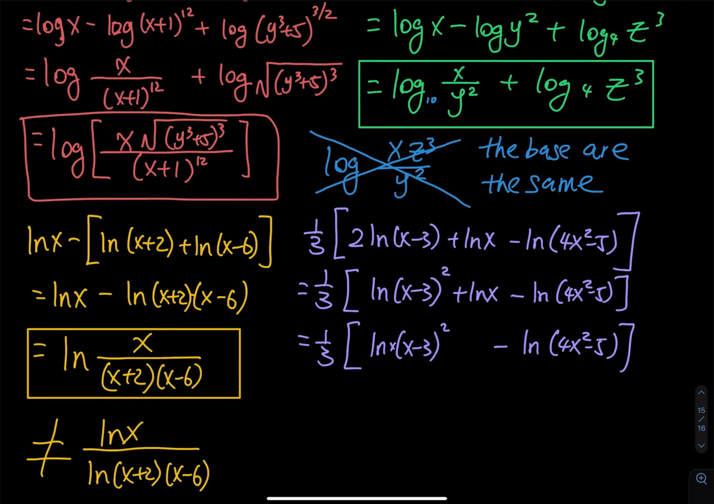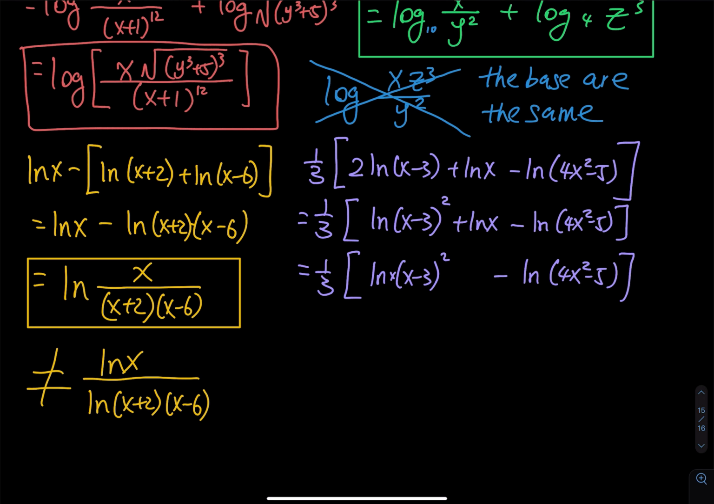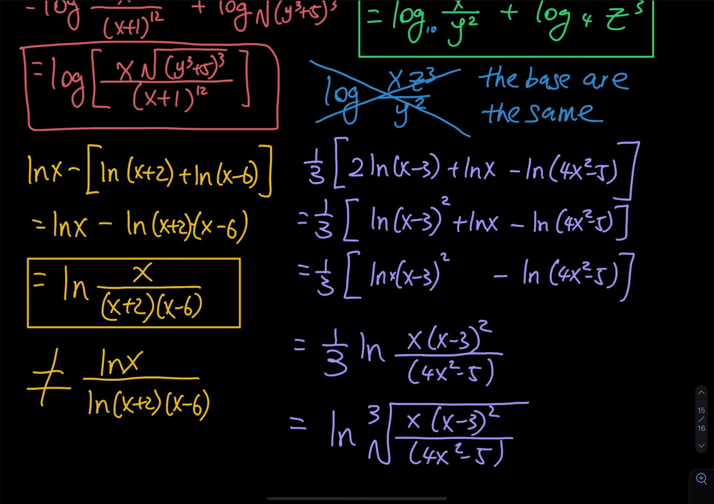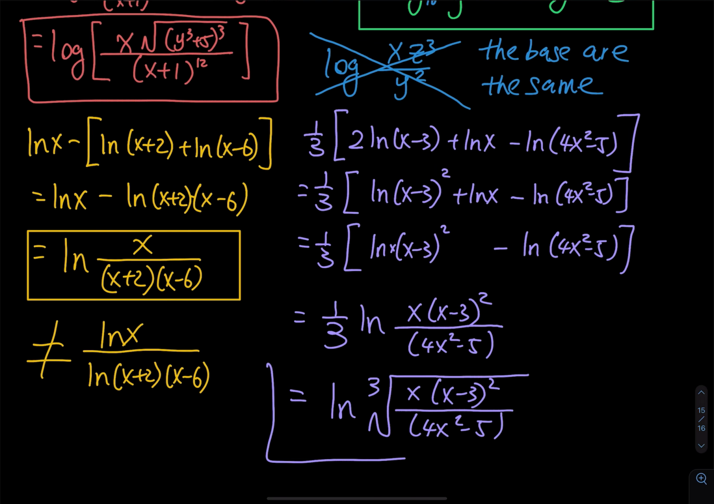And then we do a division, right? And then we keep the 1/3 outside. So we have a 1/3 and then ln of x times (x - 3) squared divided by (4x squared - 5), and then the 1/3, you bring it up, the 1/3 becomes a cube root. So this is ln of the cube root of x times (x - 3) squared divided by (4x squared - 5). So that is your final answer.